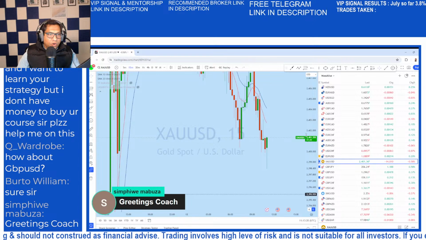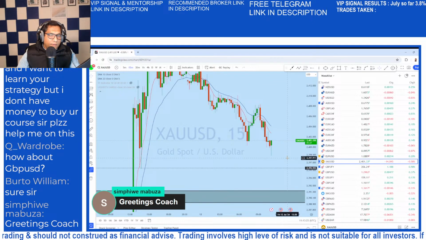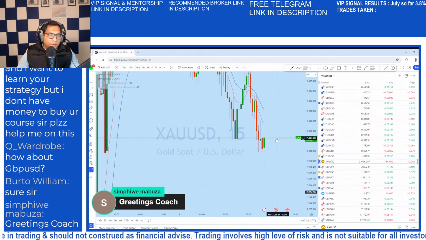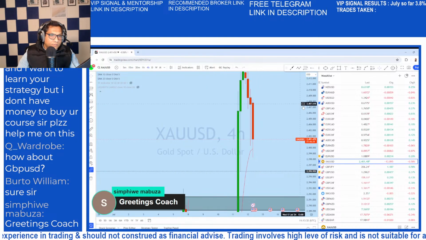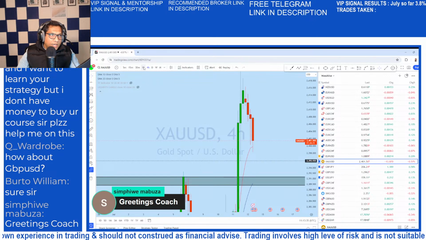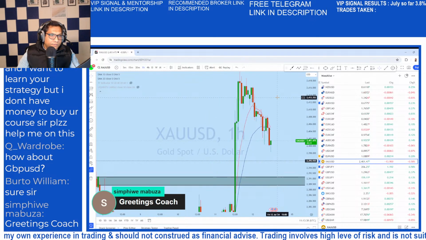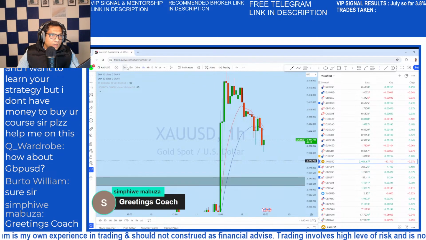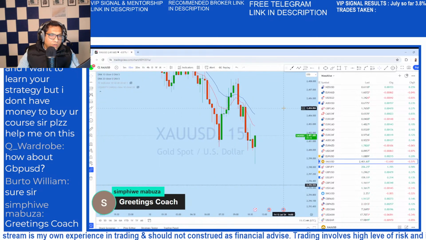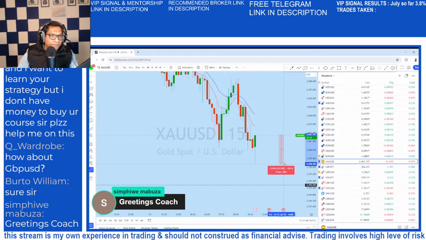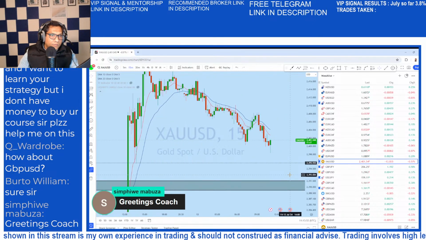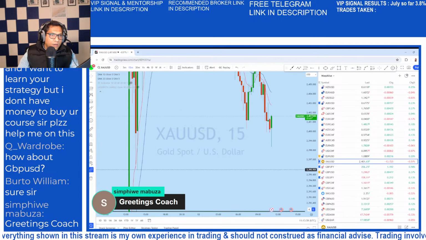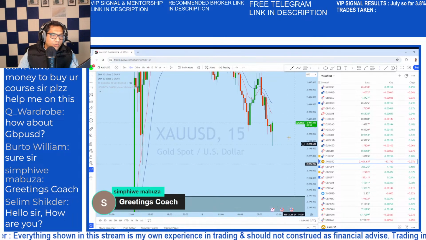Okay, so what's happening here on gold? As PPI is coming, you might see a short-term bounce on gold. Maybe here, 35. So we might find a short-term bounce on gold.